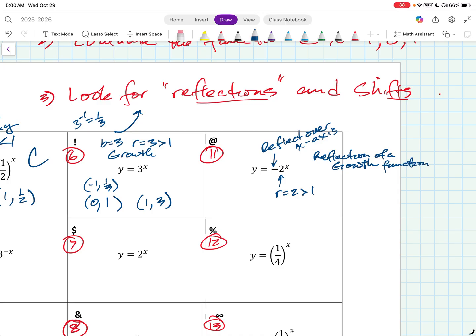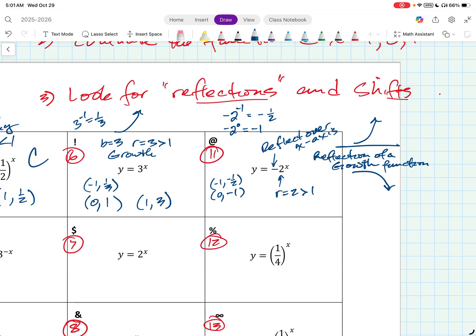Now, a growth function normally goes up, right? But if you reflect it over the x-axis, now guess what? It's going to go down. So we got to be careful. We got to evaluate this guy. Let's evaluate it at -1 first. The negative of 2 to the negative 1 power equals -1/2 because you got to reciprocate it. And then at 0, we have -2 to the 0 power, which is -1. Right? 2 to the 0 power is 1, but you got to make it negative.